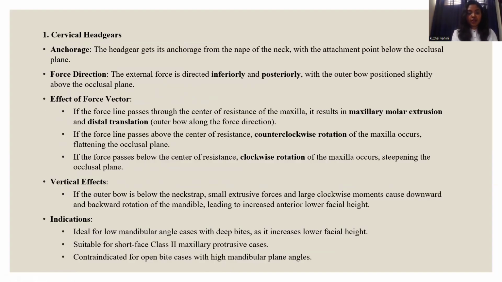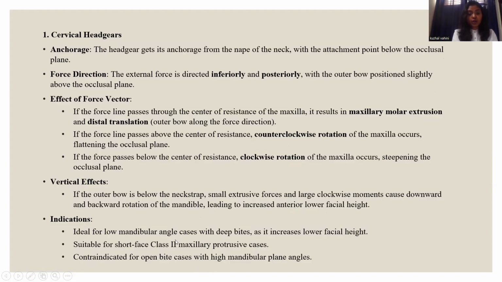Here we can see the cervical headgear, where the anchorage is taken from the nape of the neck. The force direction is inferior and posterior. The effect of the force vector is maxillary molar extrusion and distalization, or distal translation. It creates a counterclockwise rotation of the maxilla and a clockwise rotation of the mandible. The vertical effects, again, are small extrusive forces and large clockwise moments, causing downward and backward rotation of the mandible.